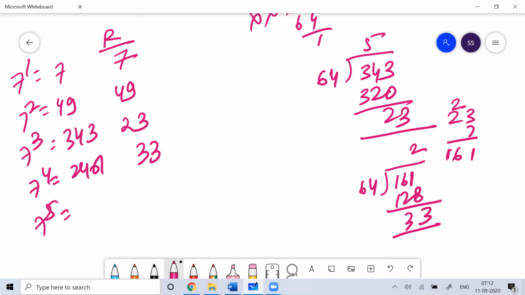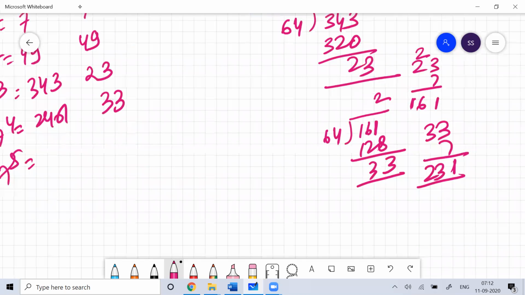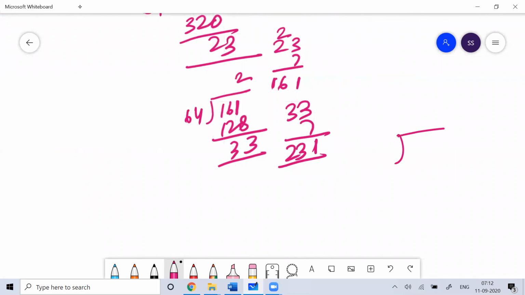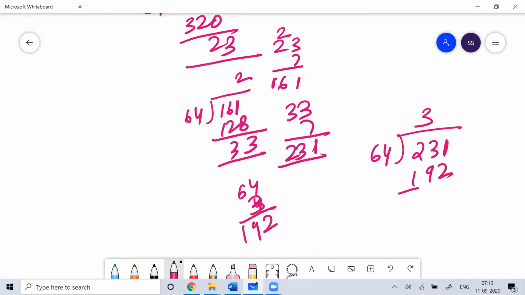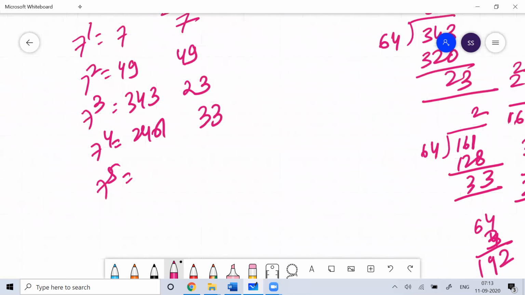7 to the power 5: 33 sevens are 231. 231 divided by 64: 64 fours are 256, that is too big, so 64 threes are 192. Then the remainder is 39.